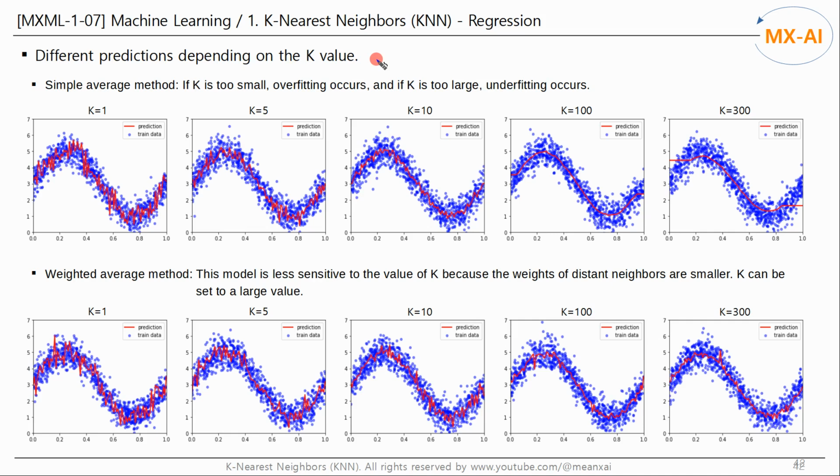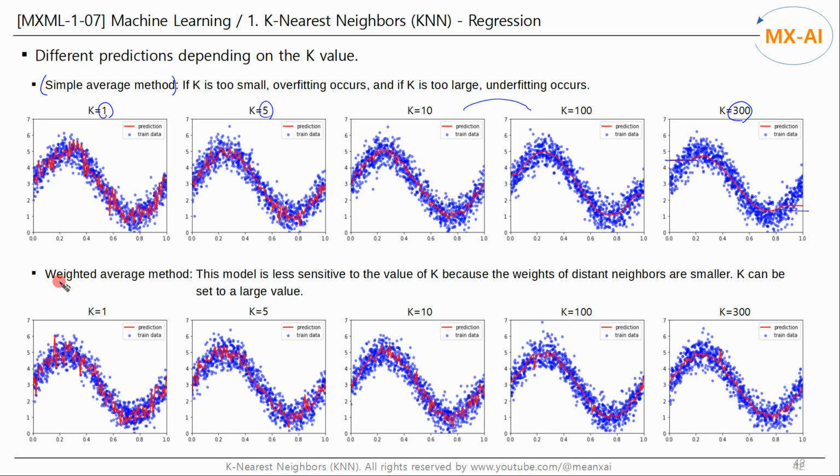This time, let's look at how the predictions for the test data change as the value of k changes. First, let's look at the results predicted by the simple average method. We can see that when k is too small, overfitting occurs, and when k is too large, underfitting occurs. It seems that we need to find a suitable value of k between 10 and 100.